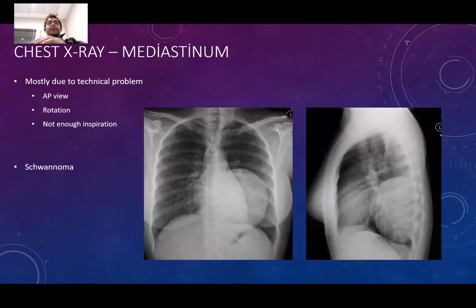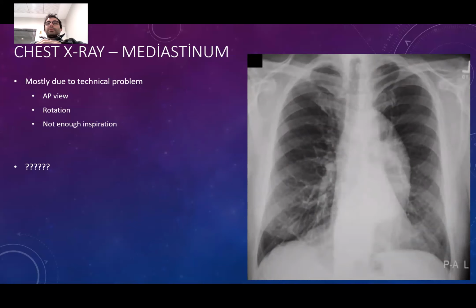Also, in this case, I'm seeing a very big, well-demarcated lesion. On the lateral, it's on the posterior. When it's on the posterior, it's usually because it originates from the neural tissue. Schwannomas, for example, usually exist in the posterior space.